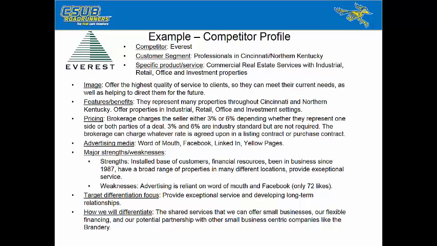So this is the format that I want competitor profiles in. One page covering who the competitor is, what the product is that they offer, the kind of general image that you have of that competitor, what the major features and benefits of their product are, what their price is, their advertising points, major strengths and weaknesses, and then how you're going to differentiate from them.